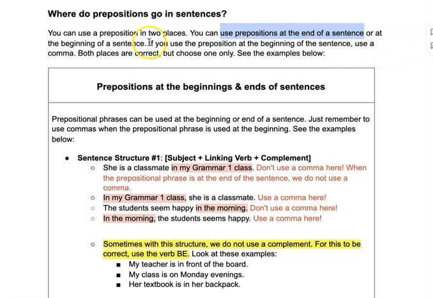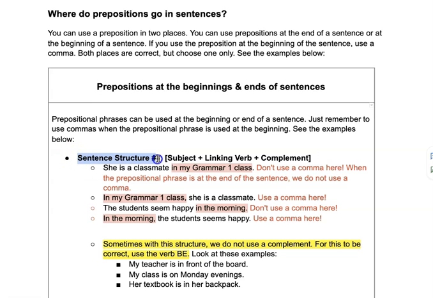If you use a preposition at the beginning of the sentence, you must use a comma. You need to use a comma because the comma is there to help separate the prepositional phrase from the subject. So let's take a look at some examples using prepositions at the beginning and at the ends of sentences.